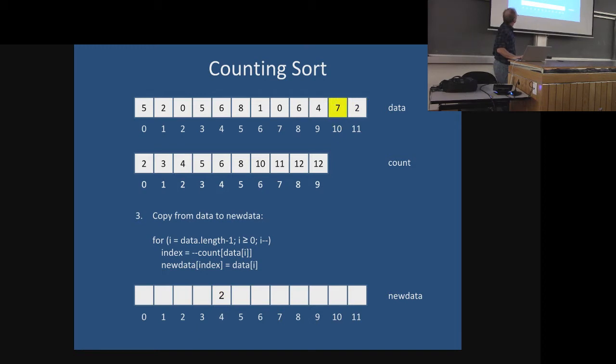There's 7. We go to index 7. So there are 11 numbers less than or equal to 7. That means the last one goes at index 10. And we stick the 7 there. 4. We go to index 4.